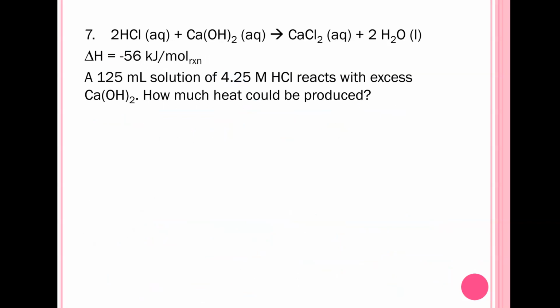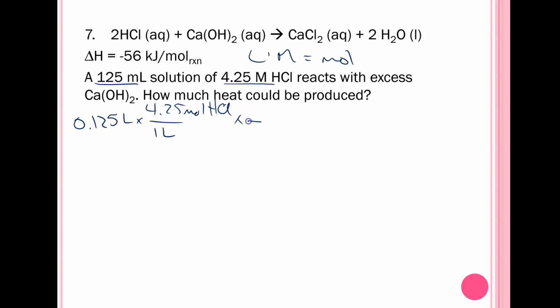Here's a different kind of problem. Okay, you always need to start by finding the moles of whatever it is you're dealing with. So if I have a solution, remember liters times molarity gives you moles. If it's a solution, I'm going to start with those liters and I'm going to multiply by the molarity. But I'm going to continue. Once I get into moles, all I have to do is change from whatever I started with into 1 mole of reaction. And then 1 mole of reaction is negative 56 kilojoules. And all I have to do is multiply, so it's negative 15 kilojoules.